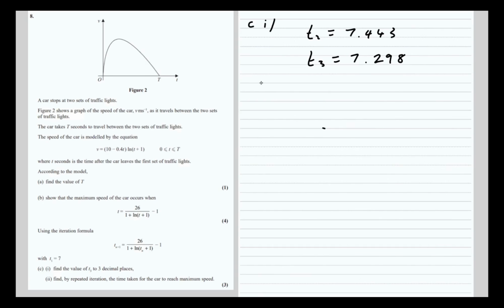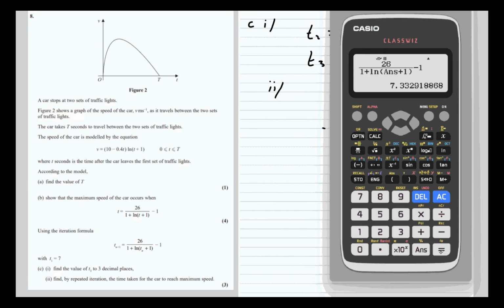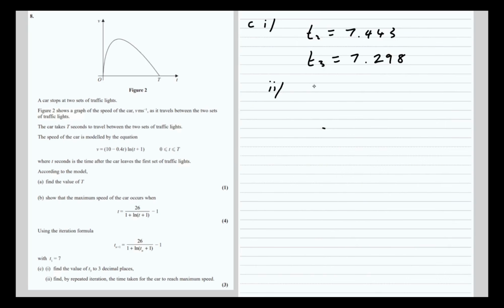Find by repeated iteration the time taken for the car to reach maximum speed. So keep pressing equals. So that's 7.333 seconds.